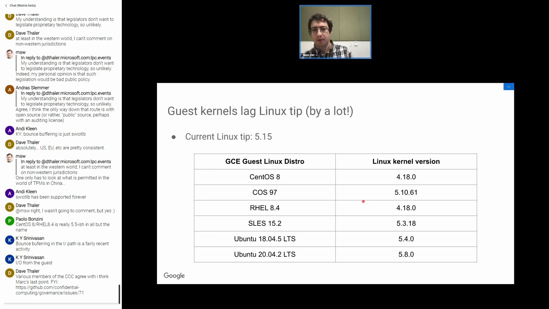The distribution vendor works with the cloud vendor, because they often produce special images and stuff like this. So I don't see this changing, because this is the standard process which has been used for everything. It is not just confidential computing. I'm not sure it makes sense to establish a new process just for confidential computing.